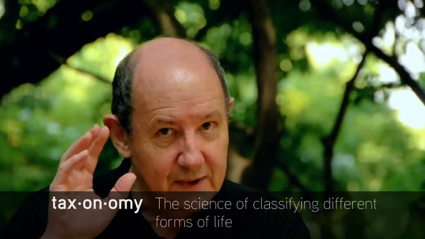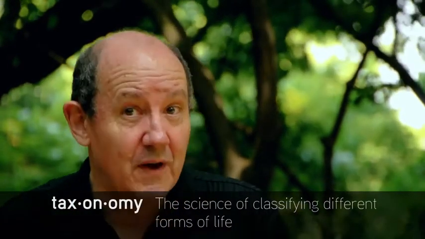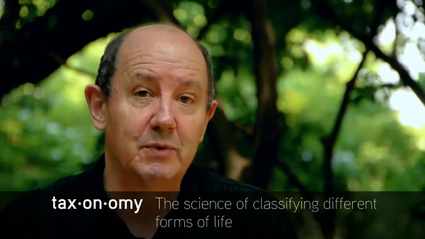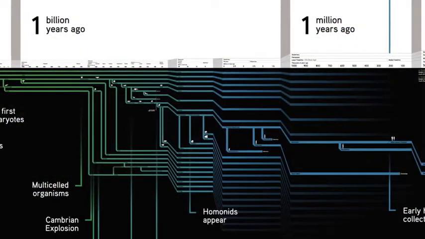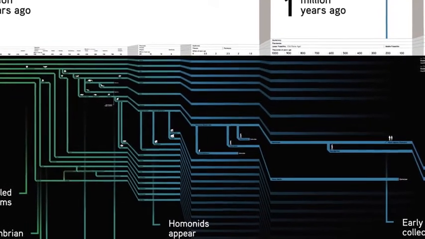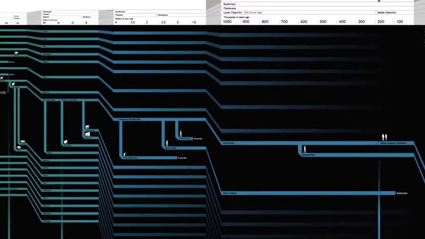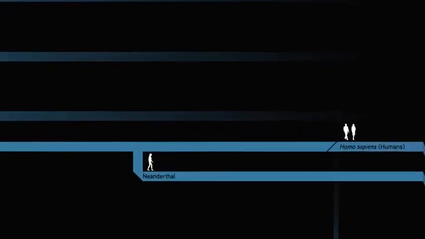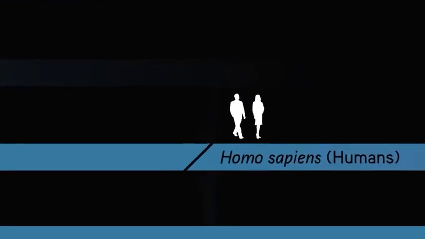Taxonomy is the branch of biology that classifies living organisms by their relationships to each other. And what taxonomy does is create huge trees of life, systems of classification that show the relationships between all living organisms. Every species has a place on that tree of life, including us, Homo sapiens.